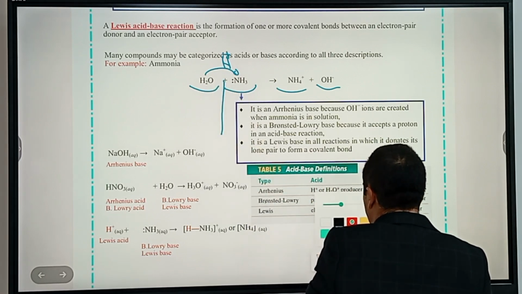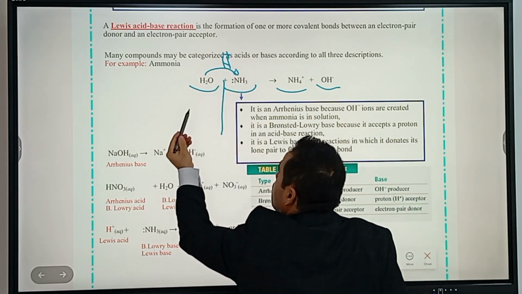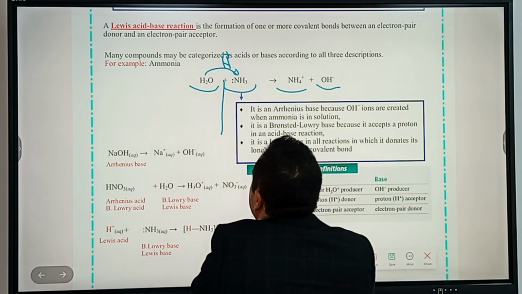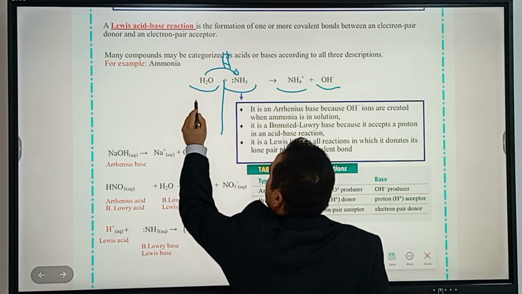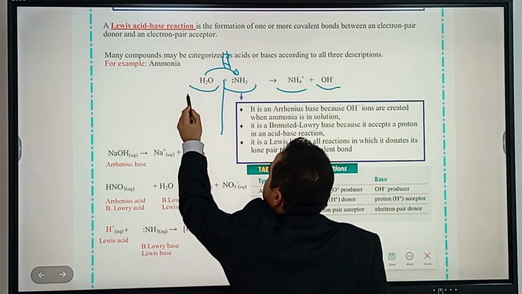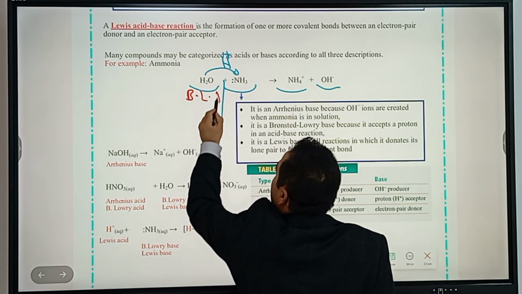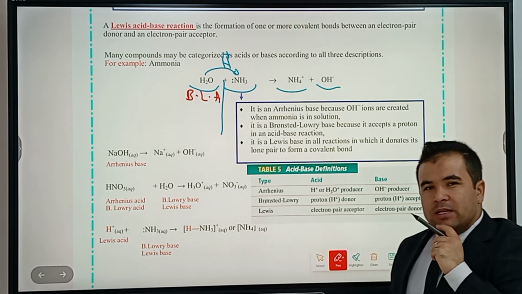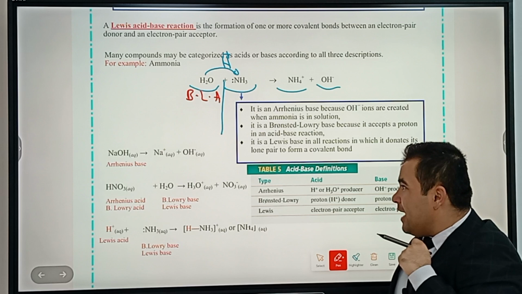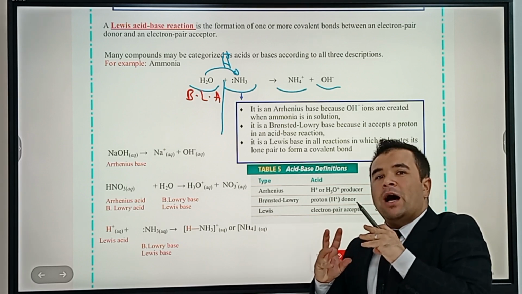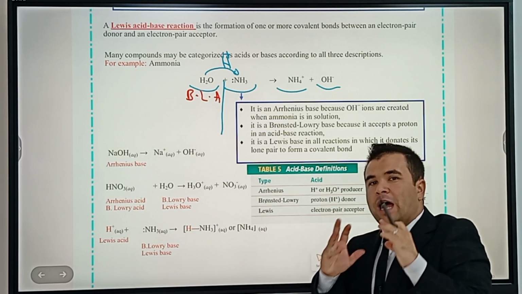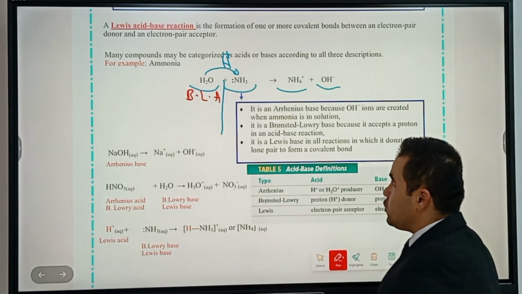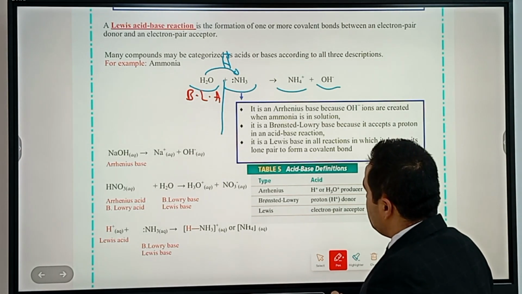So according to Arrhenius, H2O is a solvent only. It's neither a base nor an acid. But according to Bronsted-Lowry, it donated a proton, so it becomes a Bronsted-Lowry acid. According to Lewis, H2O is base. But we said previously, whenever a compound or an ion or a molecule donates a proton, it cannot be classified as Lewis. So it's not a Lewis base or a Lewis acid.